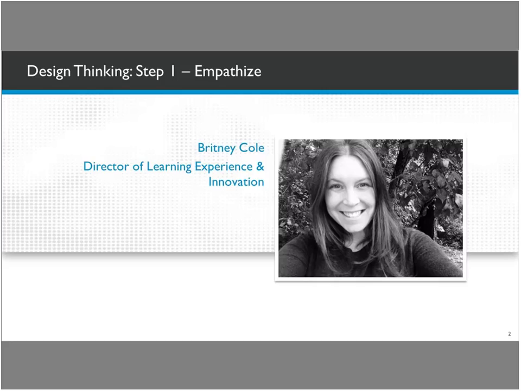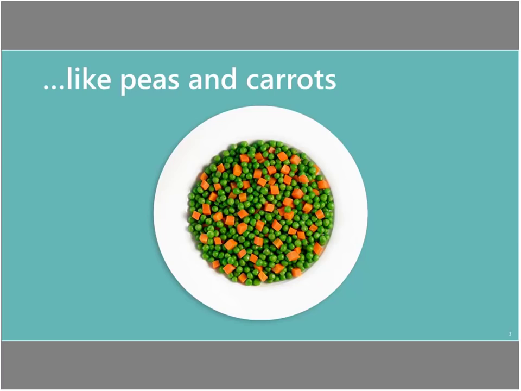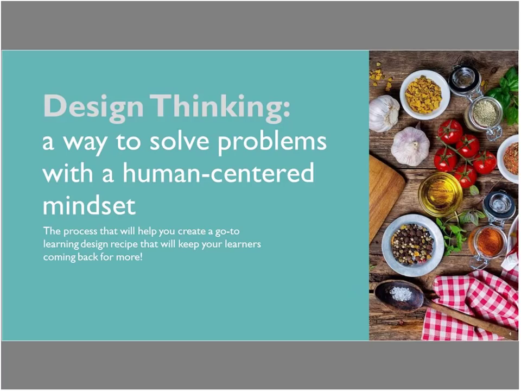And really, when you think about design thinking, it goes together with designing learning experiences, much like peas and carrots. The design thinking model is all about the end user. And really, as learning professionals, we want to create experiences that are all about that end learner. So how does that work? How can we think about design thinking in a way to solve problems with that human-centered mindset?